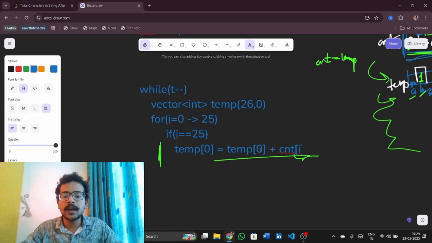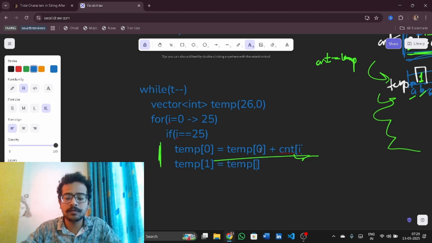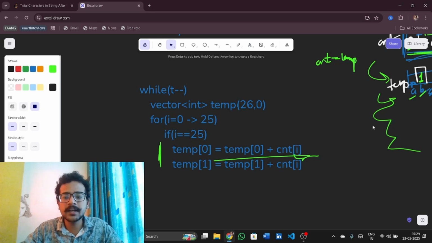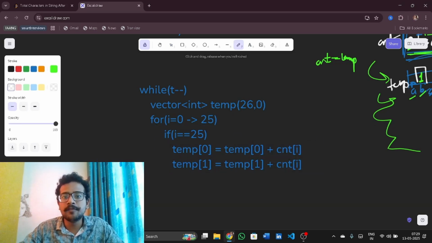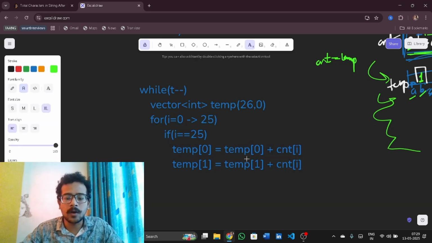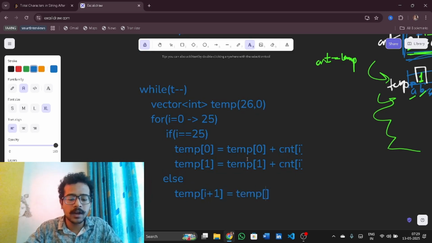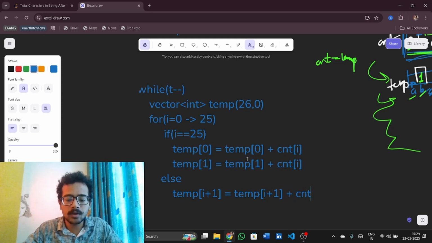Now as I said, B should also be incremented, so temp of 1 is equal to temp of 1 plus count of I. What is count of I? As I said, I is equal to 25. That means we are at Z. Now let us see. If I is equal to 25, else what I have to do? Temp of I plus 1 is equal to temp of I plus 1 plus count of I.